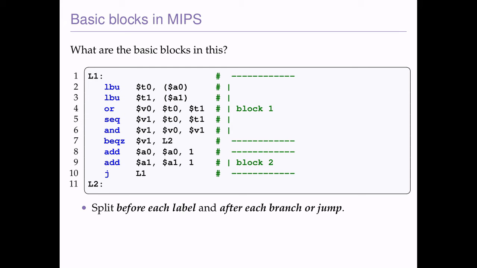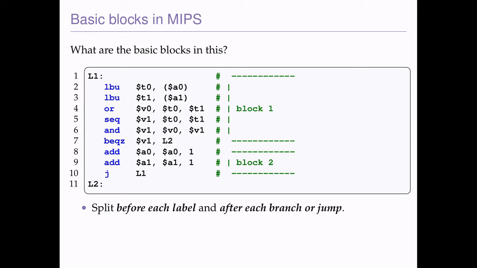Now you want to split before each label and after each branch or jump. Because a basic block only has to have one entry point, and a label is an entry point, since we could jump to it at any time. You don't know where in your code you might jump to that label, but you could jump to it at some point. So we want to split there, because otherwise we might have multiple entry points into the basic block.